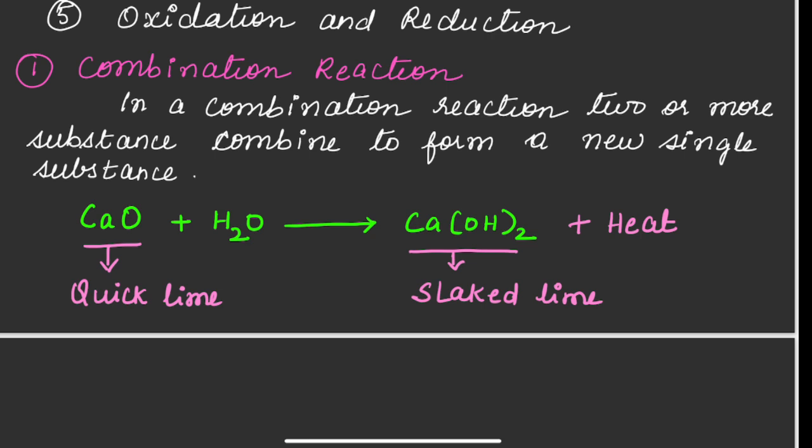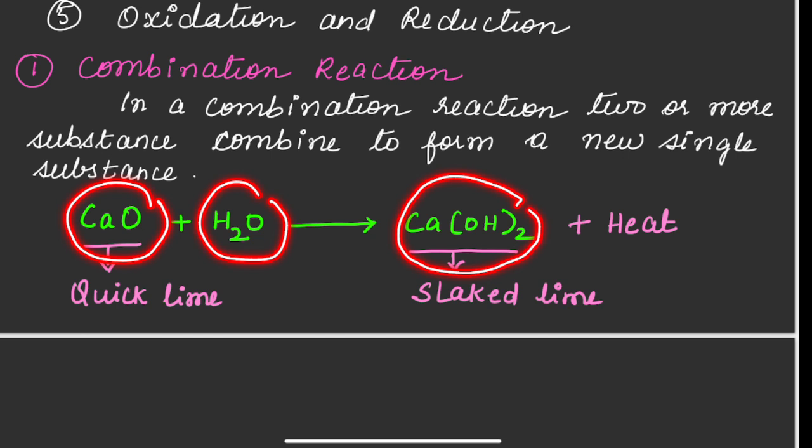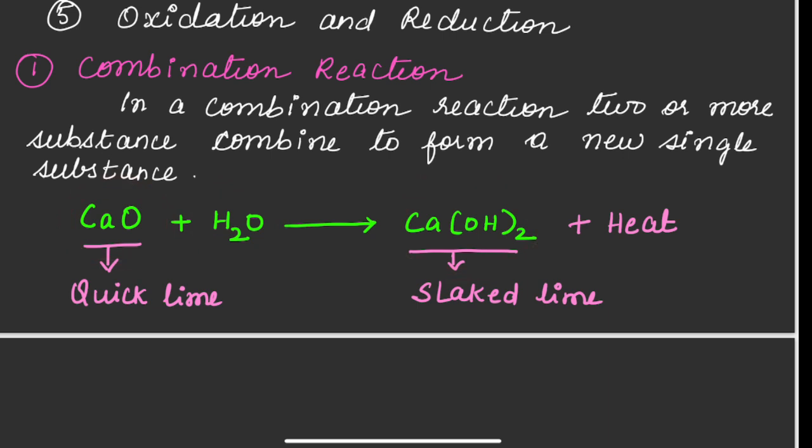Now, how to say that this is a combination reaction? You can see two reactants are there, that is calcium oxide and water. And you can see only one product is formed, calcium hydroxide. Therefore, this reaction is called combination reaction.